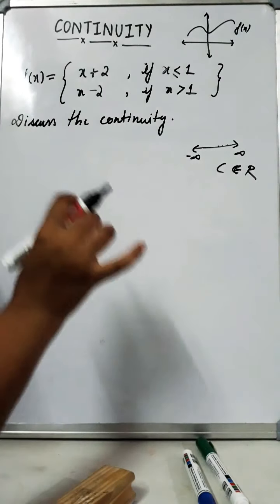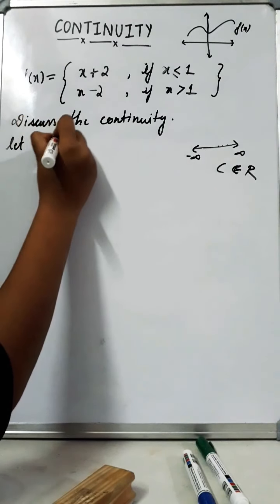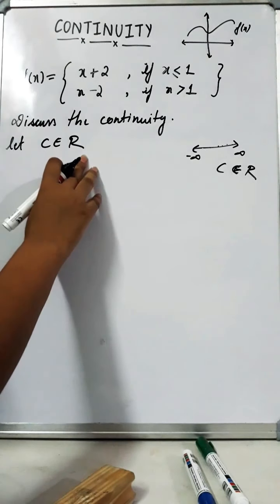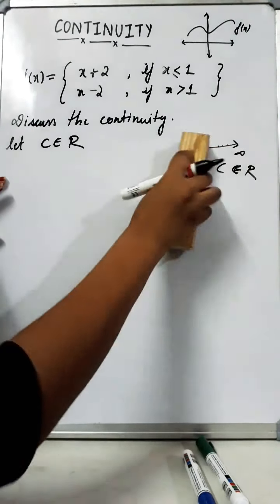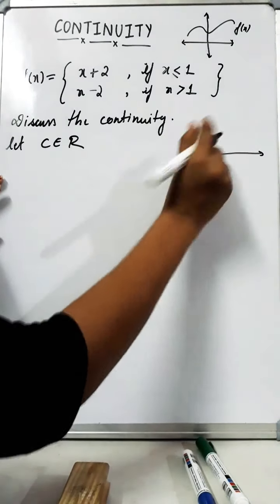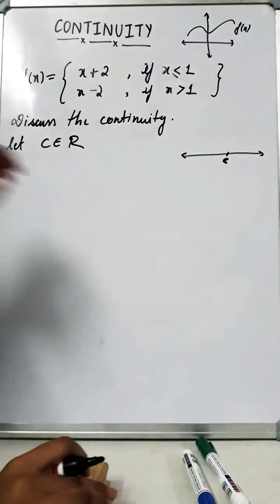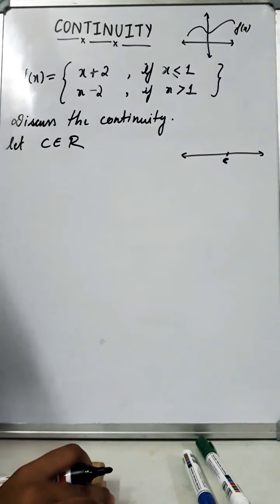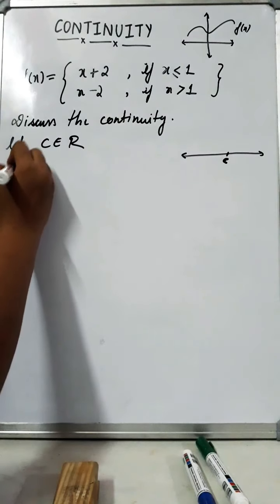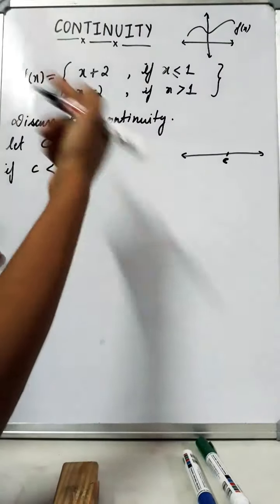So we will take any c belonging to the real numbers. Let c belong to the real numbers. We will say we have taken any real number. Suppose this is our real number line, and this is some point c. If c is less than 1, let us check whether this function is continuous or not.